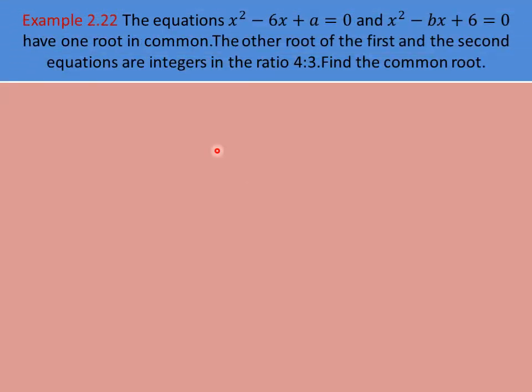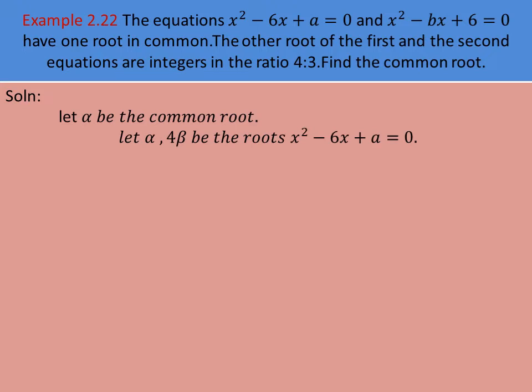Example 2.22. The equations x square minus 6x plus a equal to 0 and x square minus bx plus 6 equal to 0 have one root in common. The other roots of the first and the second equations are integers in the ratio 4:3. Find the common root. Solution. So it is given that for both the equations one root is common. That common root you can take as alpha. And now you can see how the second root is. It is given that the second roots of both the equations are in the ratio 4:3.